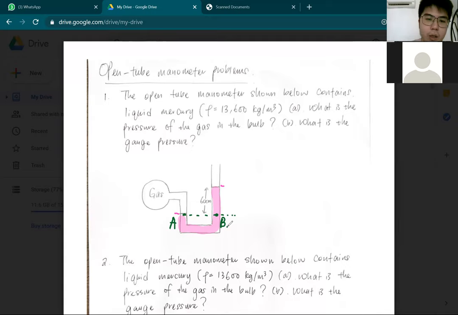So in other words, what pressure is acting at point A? There's one pressure acting at point A, this one. This is the gas pressure, P gas. You see it's connected to gas, right? So it pushes until this point here.